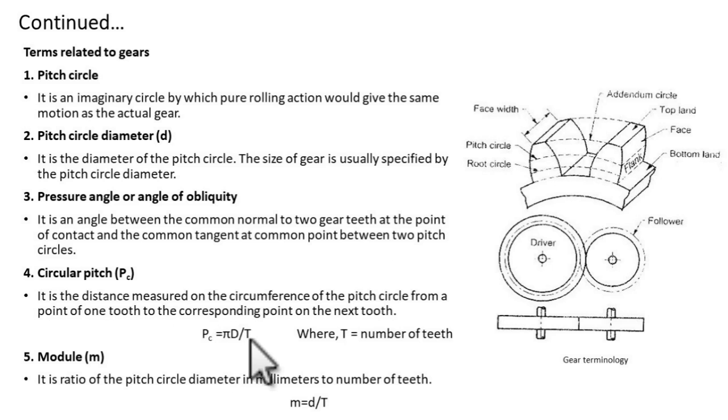So we know the circumference would be pi d, and if we have t number of teeth, then the circular pitch would be pi d upon t. Now, what is module? Module is the ratio of the pitch circle diameter in millimeters to the number of teeth. So these are the basic terms, the terminology used in gears.